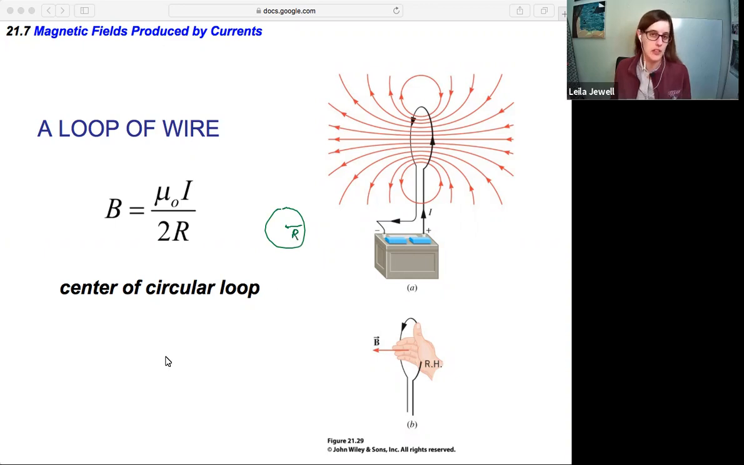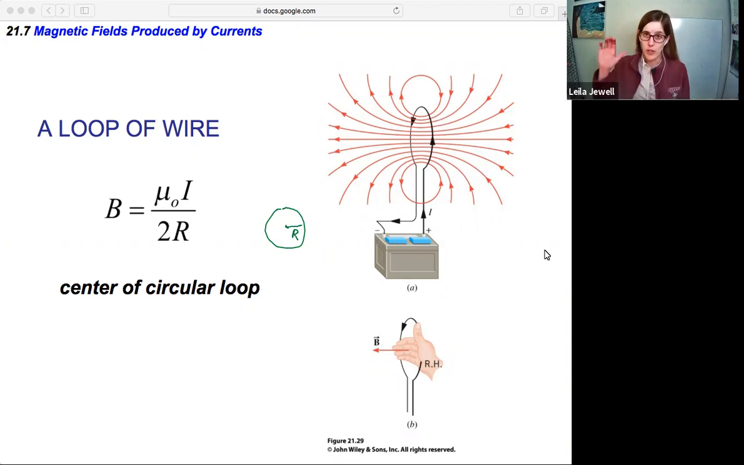If we imagine the loop, this is the full radius of that. And this only gives us the magnetic field at the center of the loop. It's a little more complicated elsewhere, but there are many cases where that's the most important place to know it, because the center of the loop is where the magnetic field is most uniform and where you have the strongest effect.